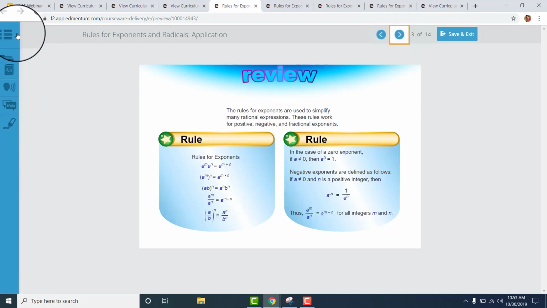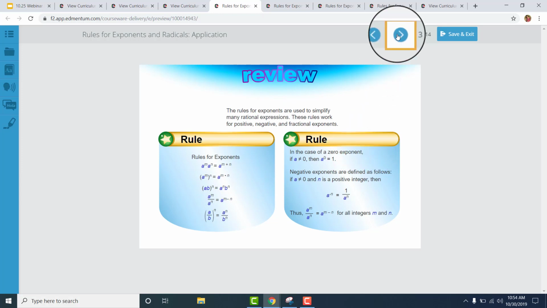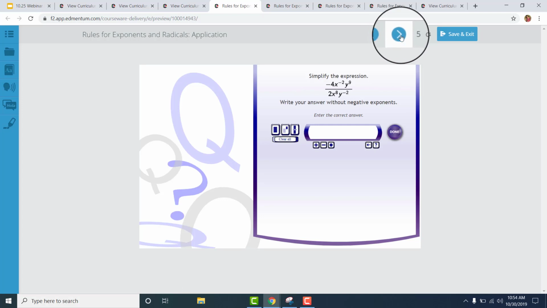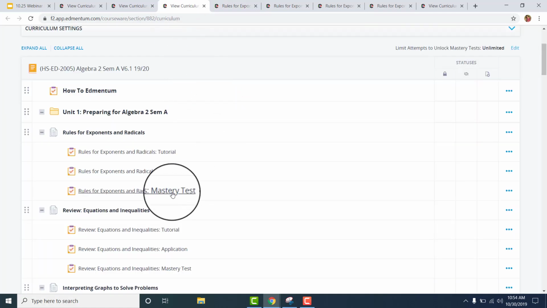So again, we have a toolbox on the left. Again, it's limited. Before they begin the application, which is the practice problems parallel to those on the mastery test, they are given a review with a short description of the concepts and some rules or examples. Then they get right into these practice problems, which are, again, very similar to those on the mastery test.